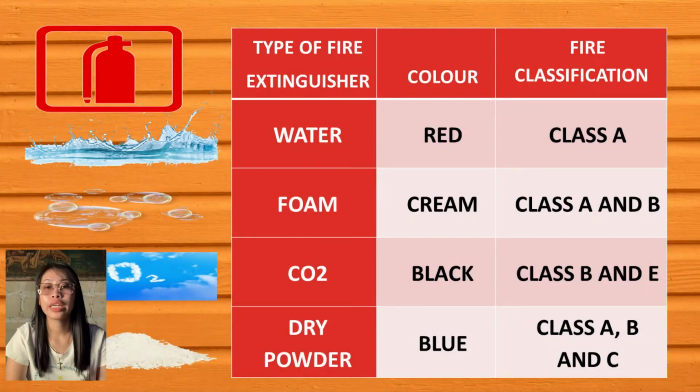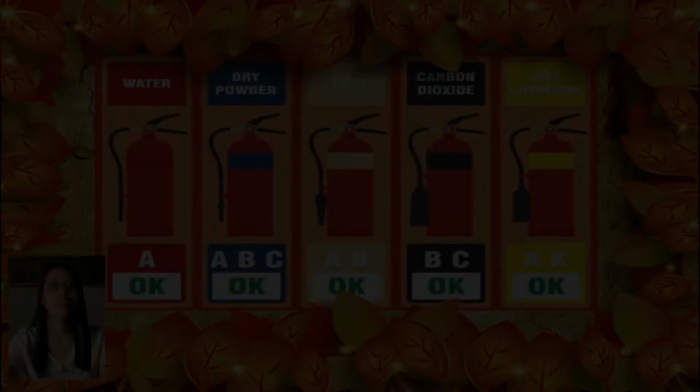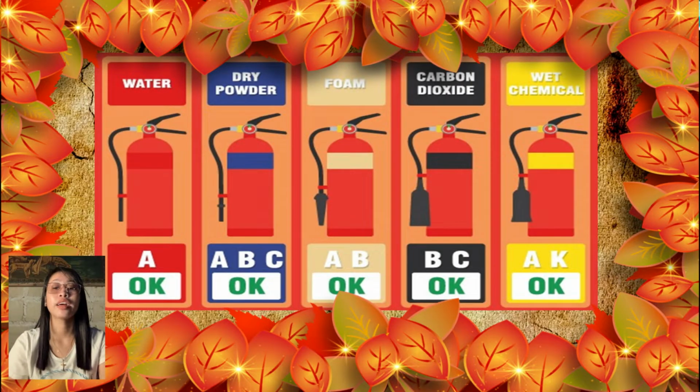So we have different types of fire extinguisher, and we have the classification and the color on this slide. We have class A, which has the color red and contains water, and class A and B, which has the color cream and consists of foam. Class B and E has the color black and is carbon dioxide, or CO2. And we have class A, B, and C, which is color blue and consists of dry powder. In this slide, we can see the colors already.